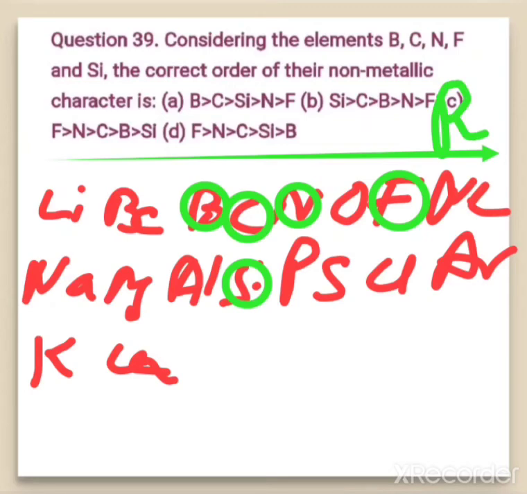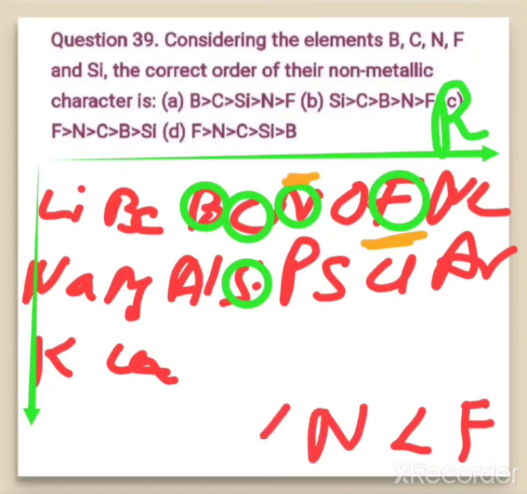We also learned that from top to bottom metallic character is increasing, which means non-metallic character is decreasing. So the one on the extreme right and top will be more non-metallic. When you compare these, the one on the extreme right-hand side is fluorine. So we can say that fluorine will have the maximum non-metallic character. Then which element is next on the extreme right side? That is nitrogen. So next will be nitrogen.